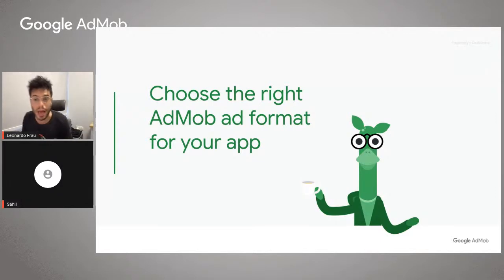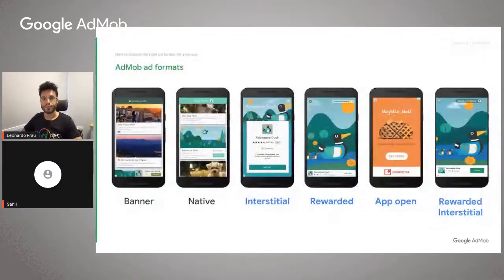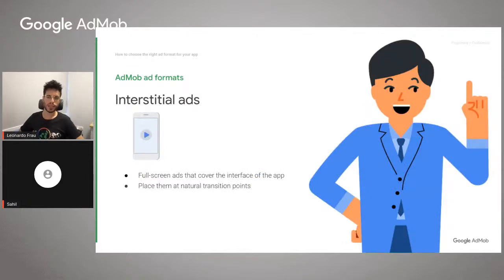How do you choose the right AdMob ad format for your app? There are 6 ad formats in AdMob in total: banner, native, interstitial, rewarded, app open, and rewarded interstitial. We will go through the ones highlighted in blue. Let's start with interstitial ads. Interstitial ads are full screen ads which cover the full interface of the app and are generally placed at natural transition points.